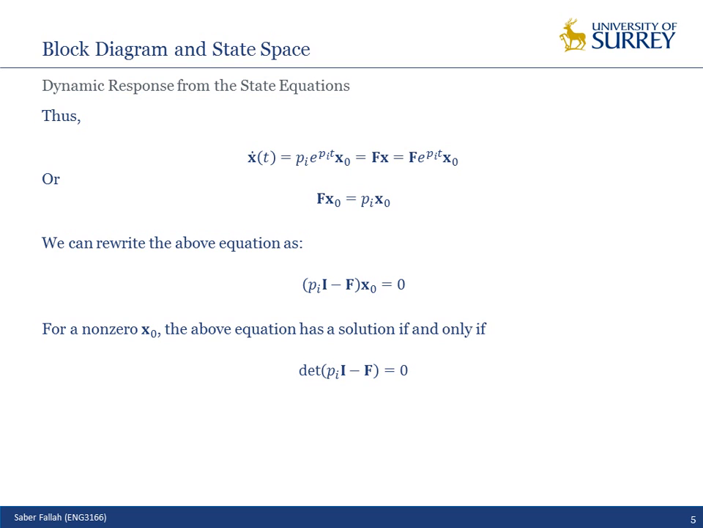So, if you have the system in the state space format, in order to see if the system is stable or not, you need to find the eigenvalues of the matrix F. If all eigenvalues are negative, the system is stable. It means that you have all the poles in the left hand side.